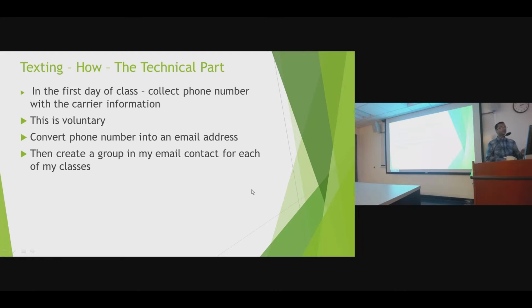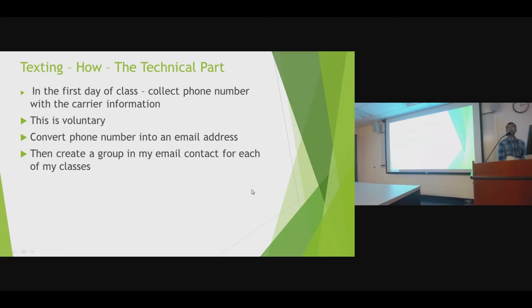Then I convert this phone number into an email address, and it's very easy. I'll show you. Many of you already know it. And then I create a group out of that email address. I have one group for each of my courses. So one group for Math 210, one group for Math 20, and so on. When I send an email from that group, I just send one email, and that goes as a text message to all of their cell phones. That is how I communicate. Of course, I also use regular email. I'm going to go over this in a little more detail later on.